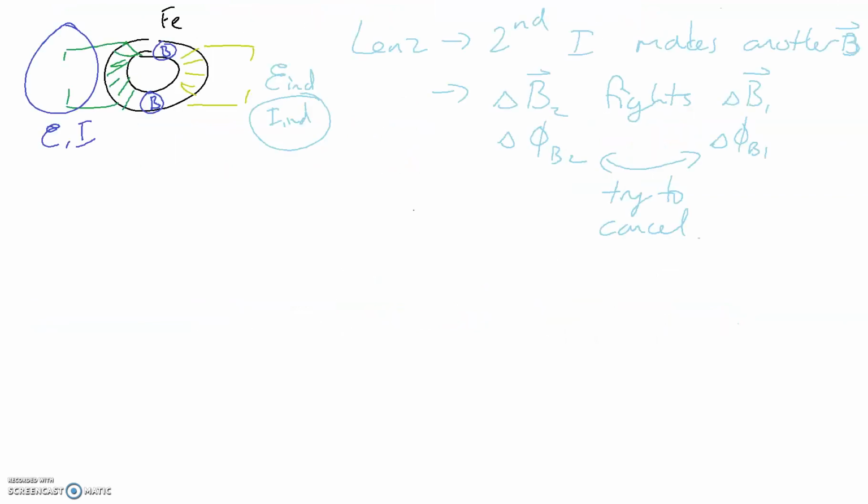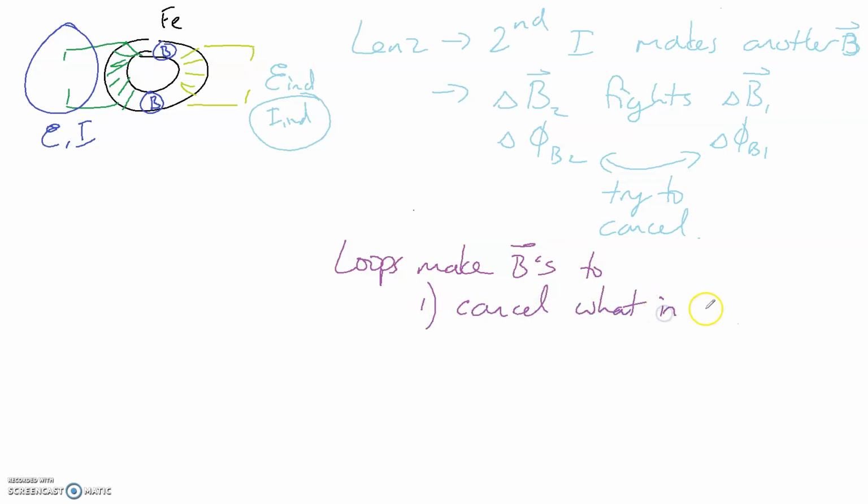Okay, so if we go back to what we were looking at before, basically when you have induction going on, coils, loops, or whatever you want to call them, loops make magnetic fields to do one of two things. Either to try and cancel what is increasing or given to it. Okay, so if it's getting more X's, it's going to make dots to cancel it out.